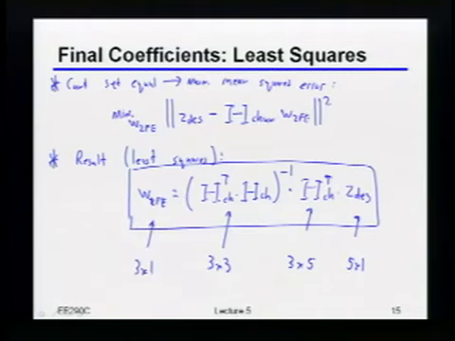Question: the one in the middle there is always invertible? Yes, it is always invertible, because when I do H transpose times H, by definition that's invertible. It's linear algebra. If you want, we can go through it in more detail, but that is by definition always invertible.